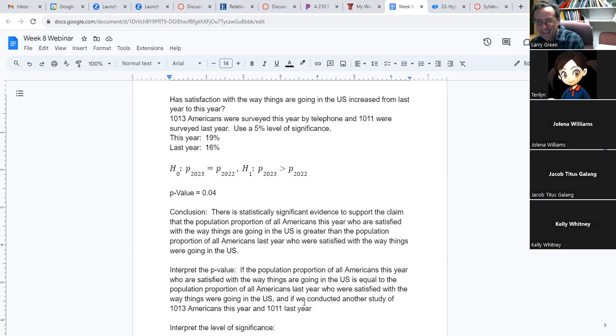So if we conduct another study of 1,013 Americans this year and 1,011 last year, then there would be a p-value of 0.04, or how about 4% chance that the sample of this year's Americans would have a proportion 3% higher than the sample from last year.